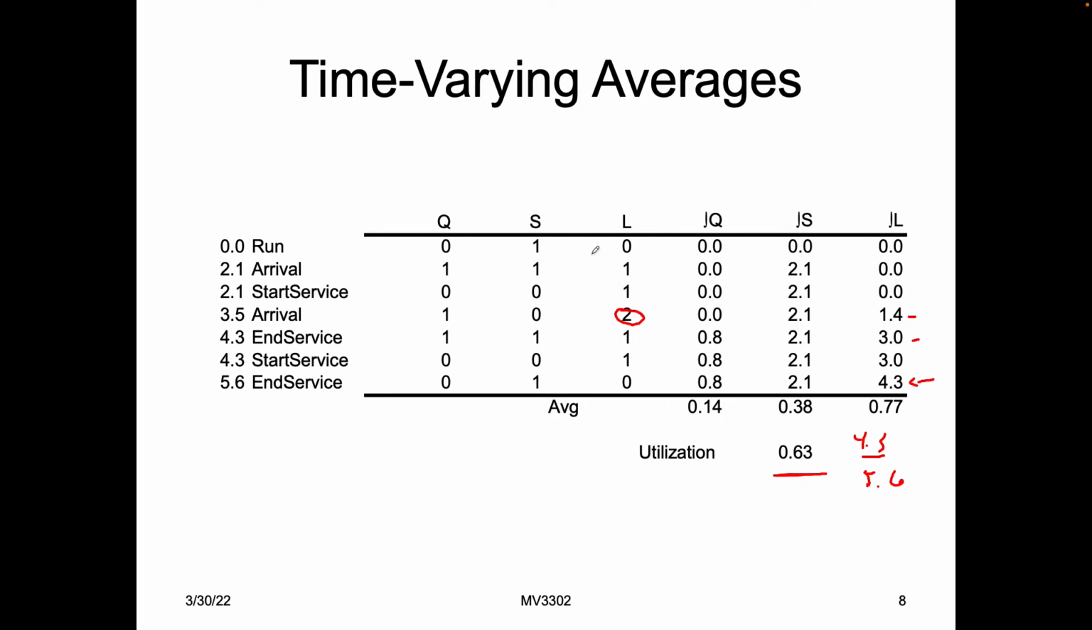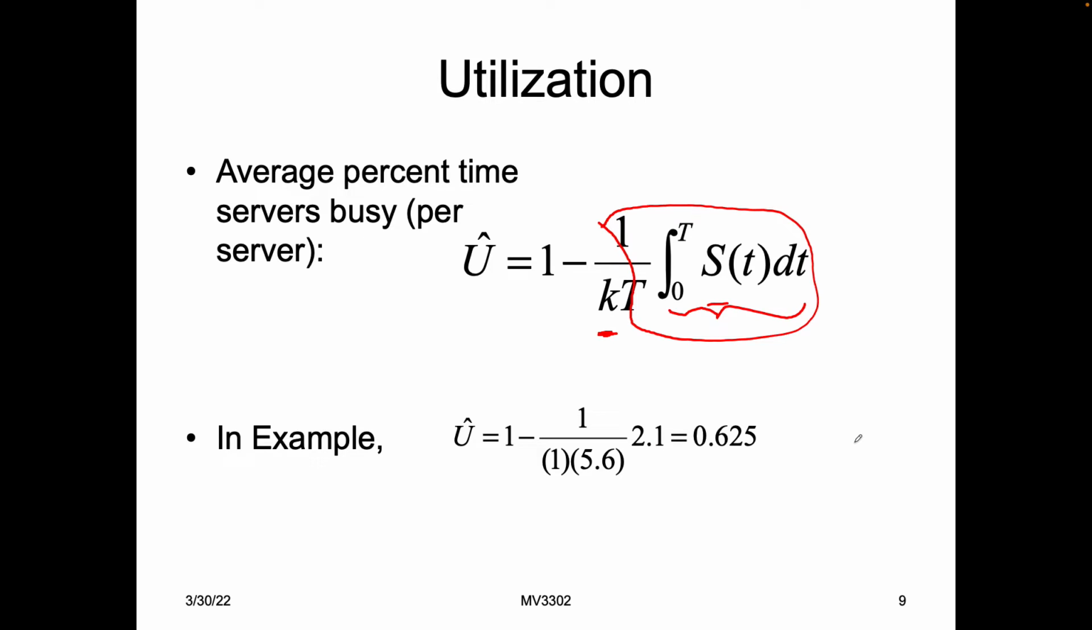So in this particular case, the area under the curve for the number of available servers turned out to be 2.1. The time that we finished was 5.6, that's T, and in this case K was 1. And so that's where we get the utilization of 0.625. Okay, so as you see, we have to apply some different formulas to do that.